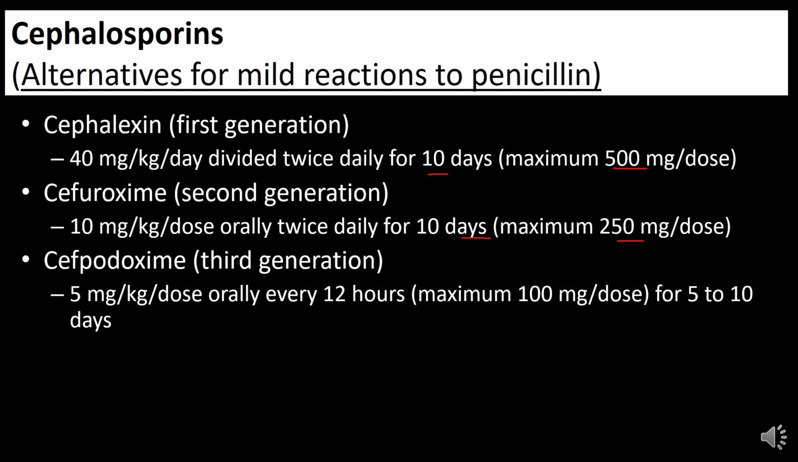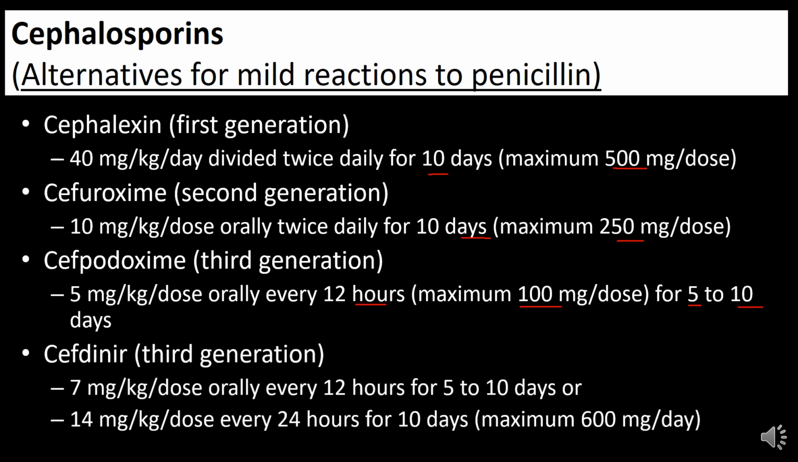And then we have cefpodoxime, which is a third generation oral antibiotic. The dose is 5 milligrams per kg per dose orally given BD. Please do not exceed 100 milligrams per dose. Again, this is given for 5 to 10 days. So this is the only antibiotic so far we are mentioning that brings in 5 days. The others are 10 days. Then we have cefdinir, which is also a third generation cephalosporin, and the dose is as written. And then again, you can give 5 to 10 days. Please do not exceed 600 milligrams.